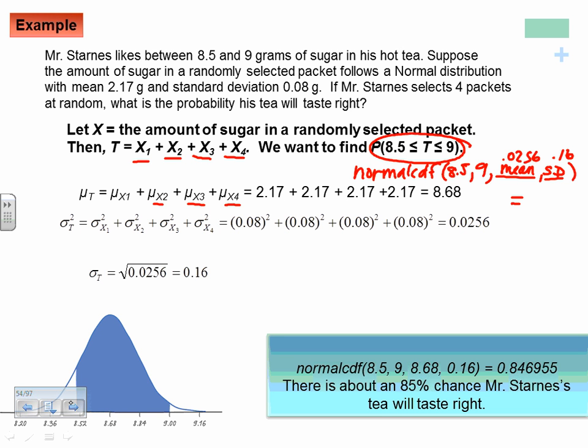However, just putting that normal CDF is not enough work. We've talked about this. You could make a density curve, or you could describe the density curve. So the area under the density curve from 8.5 to 9 with a mean of 0.0256 and a standard deviation of 0.16 is the 0.846955.